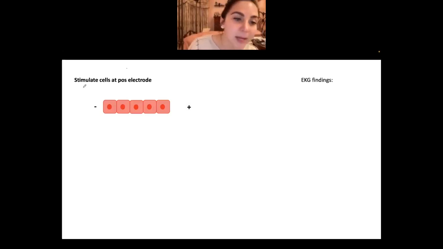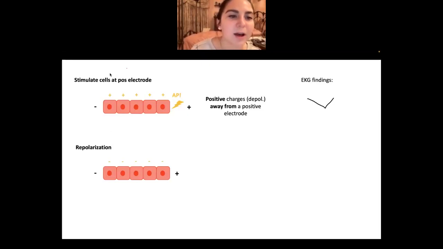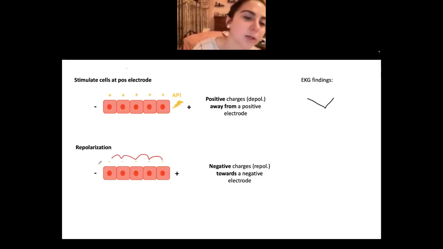Now, if we want to mimic repolarization, we can't really mimic repolarization because we can't stimulate a negative electrode, but to kind of visualize it, what if we stimulate cells at the positive end? So like, let's say we stimulate cells here. Now we have positive cells moving towards the negative electrode. This is positive charges away from a positive electrode. So that's not going to be a positive deflection. That's going to be a negative deflection. And then finally, if we have repolarization occurring, I didn't have the little animation, but repolarization is moving towards the negative electrode. This is going to be a positive deflection.